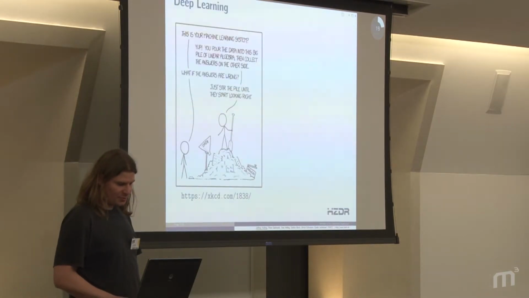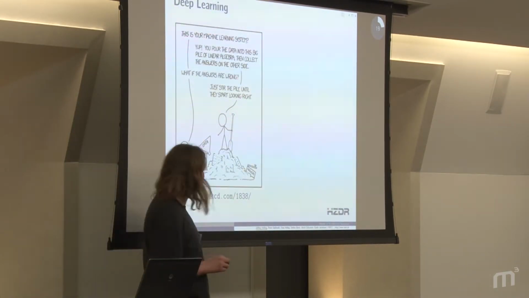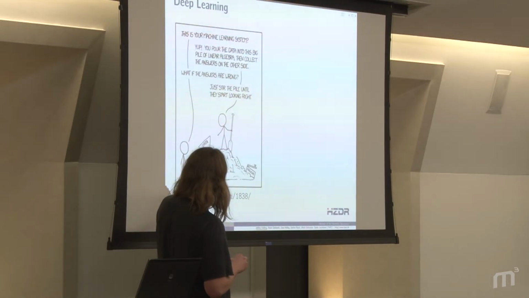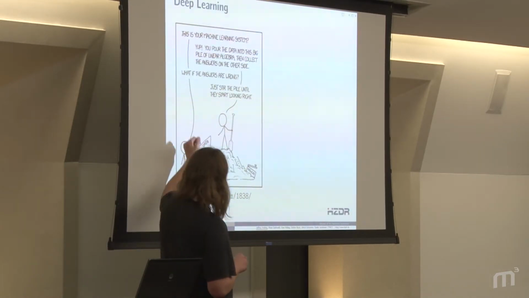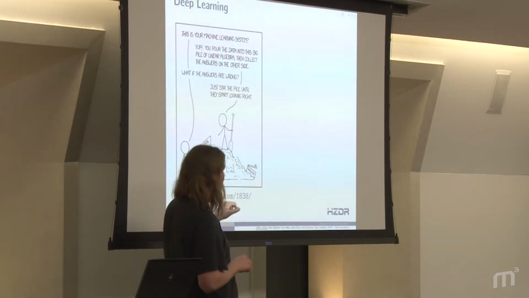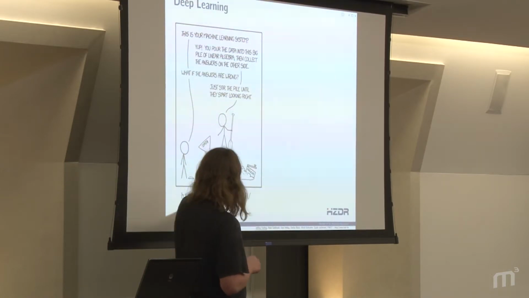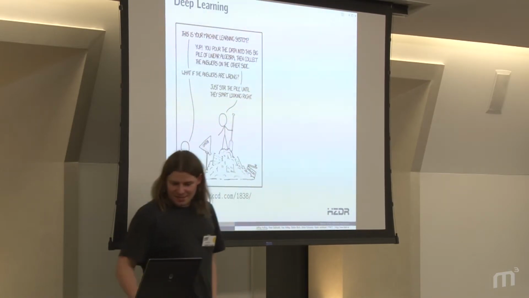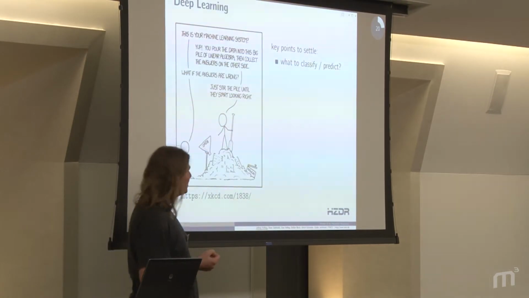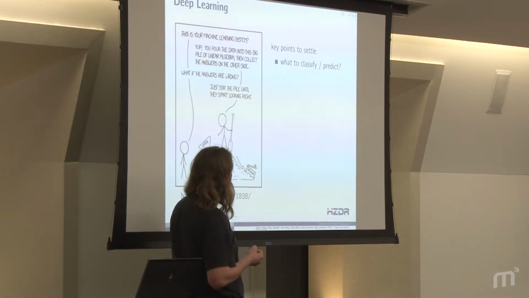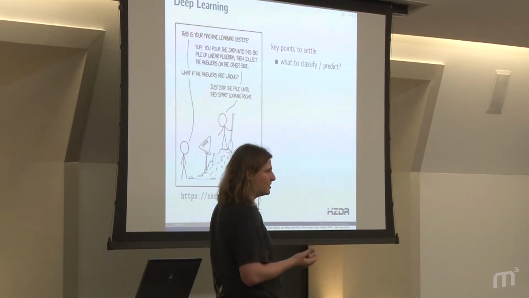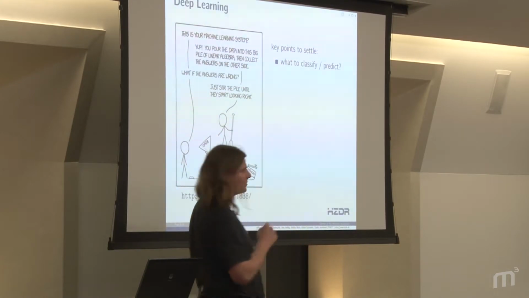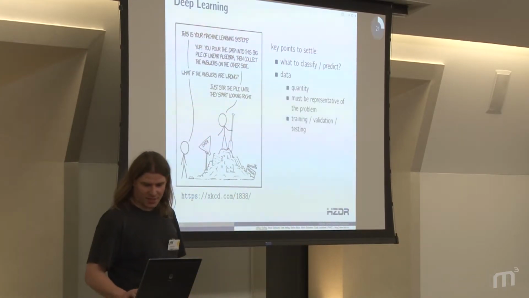So our deep learning problem, let's start first with introducing deep learning. That's a nice comic about deep learning. It's often seen like this: you put data in, you have a pile of linear algebra, you stir it a bit, and then you get your answers out. To make this a well-defined problem, you need to first settle some points. First thing is, what do you want to classify? That's basically what the problem is in this case. So that's the first thing we will also talk about.